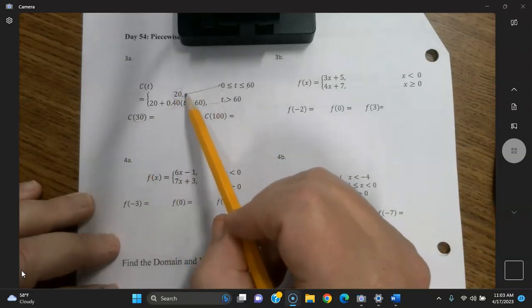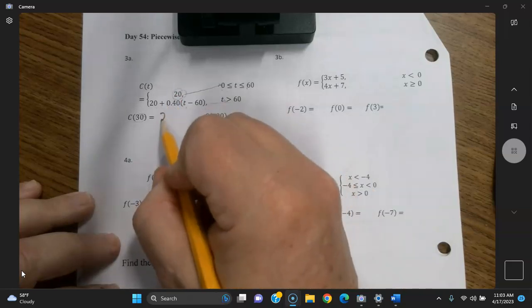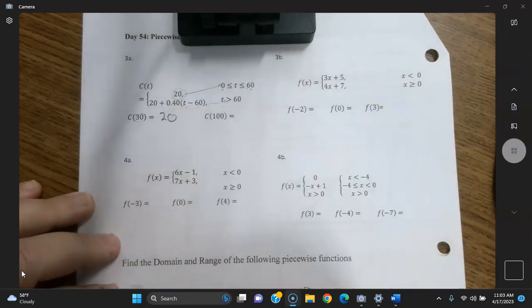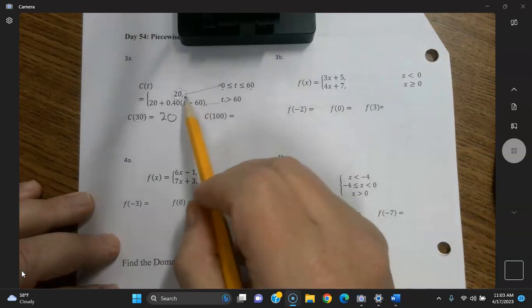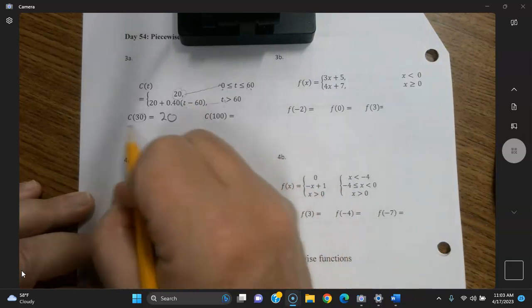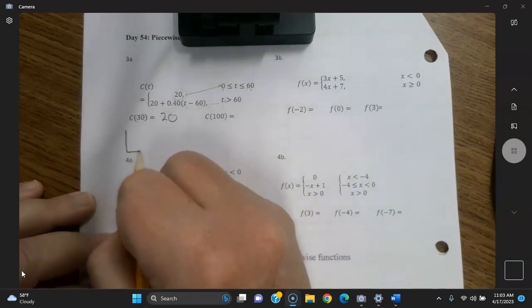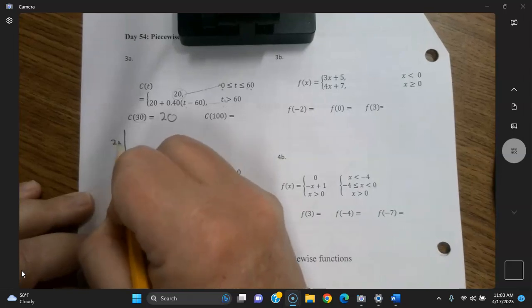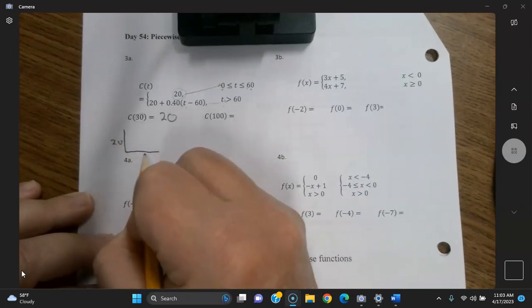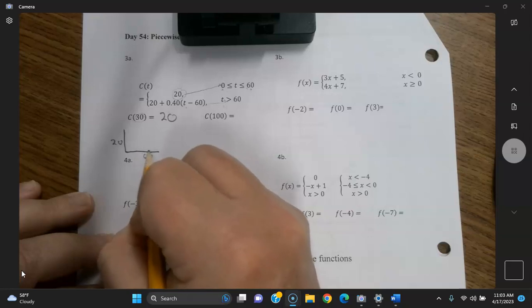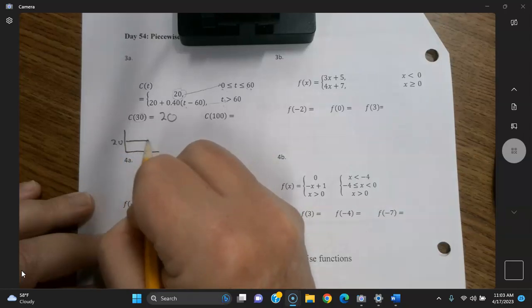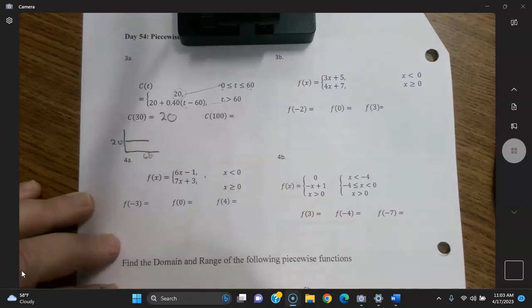That means your output value is going to be 20. It'll be 20 for anything between 0 and 60. That's what it's saying. It will always be 20. So what that means is if you drew a graph of this, I'll just draw a small graph here, and this is 20. From 0 to 60, I'll put 60 right here, it would be a flat line. Everything from 0 to 60 would be 20.